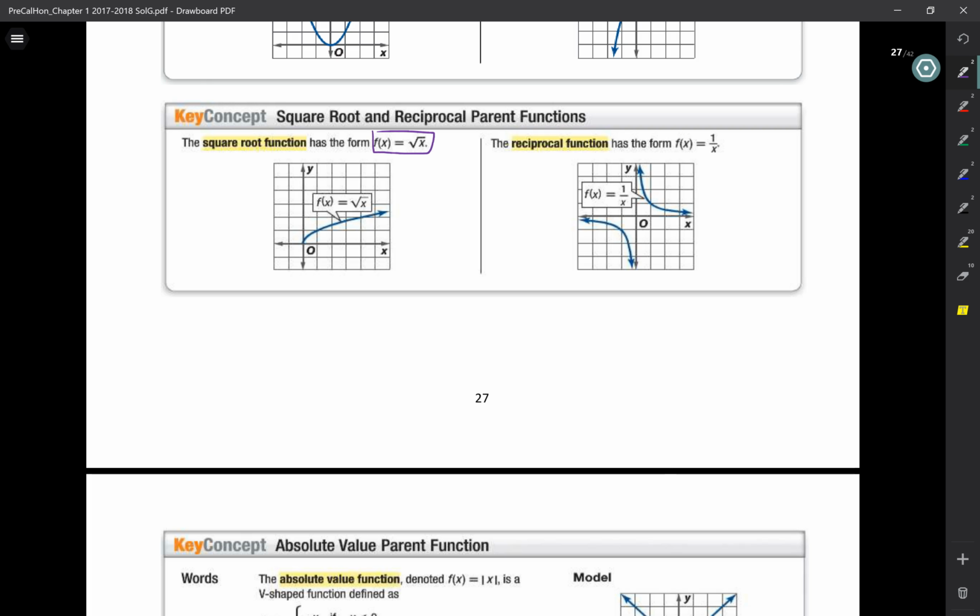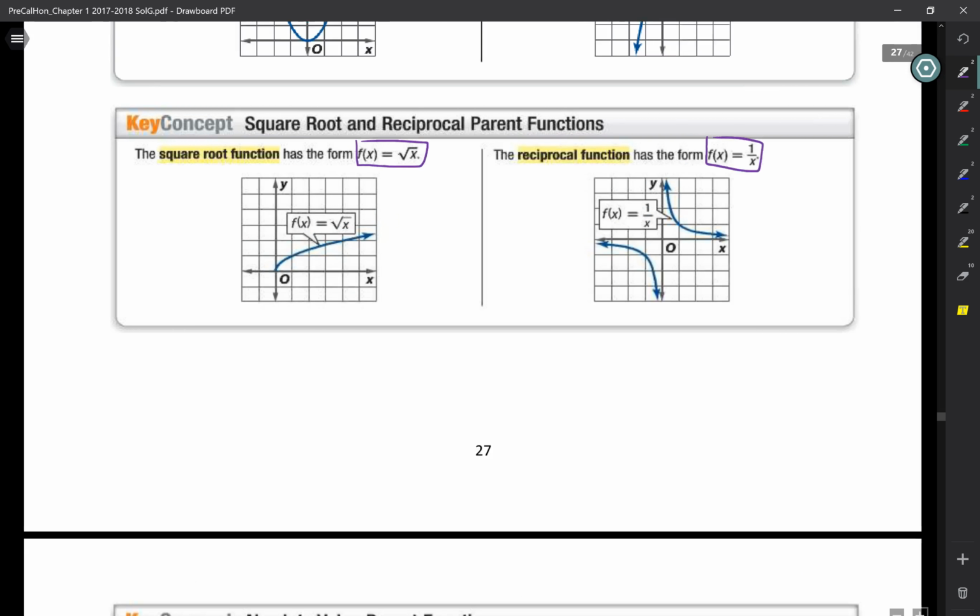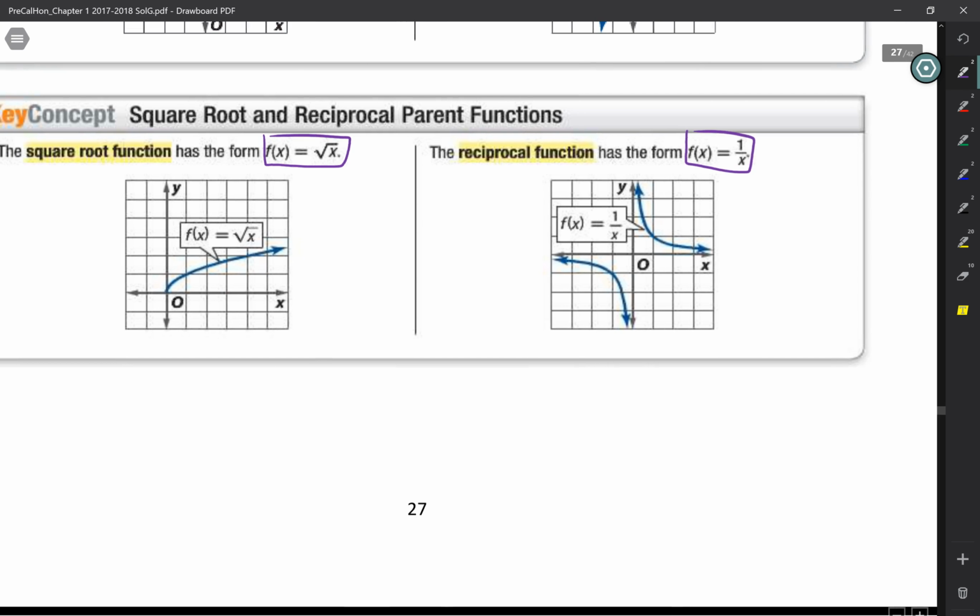Next is the reciprocal function, one of my favorites. The reciprocal function is defined as 1 over x. So let's talk about the domain for a minute. Can x be negative? Yeah. Can x be positive? Yeah. Can x be 0? No. So the domain is negative infinity to 0, 0 to infinity. So x can never be 0.